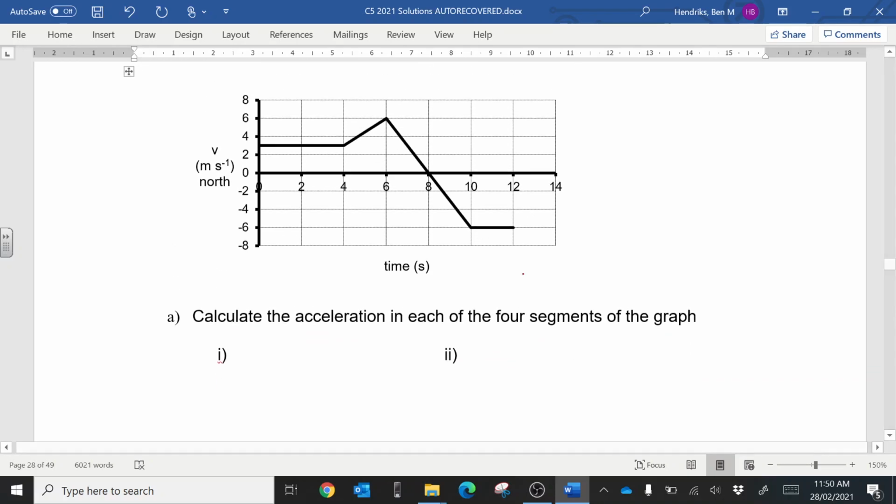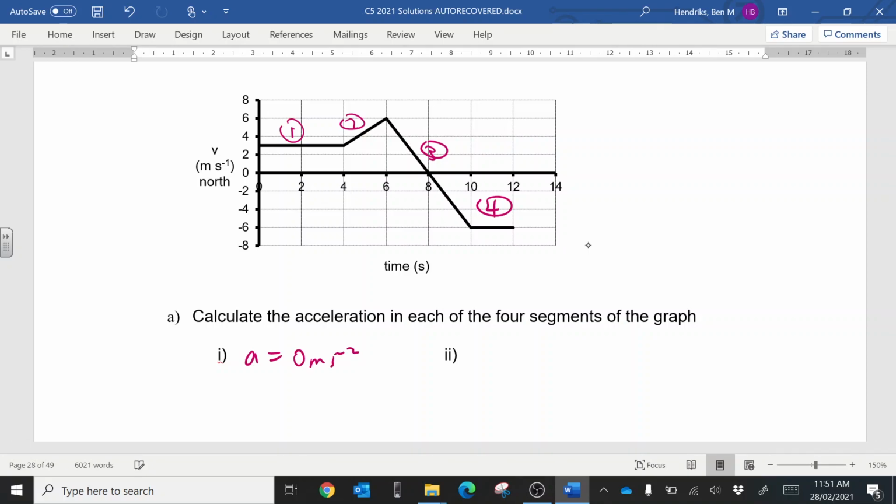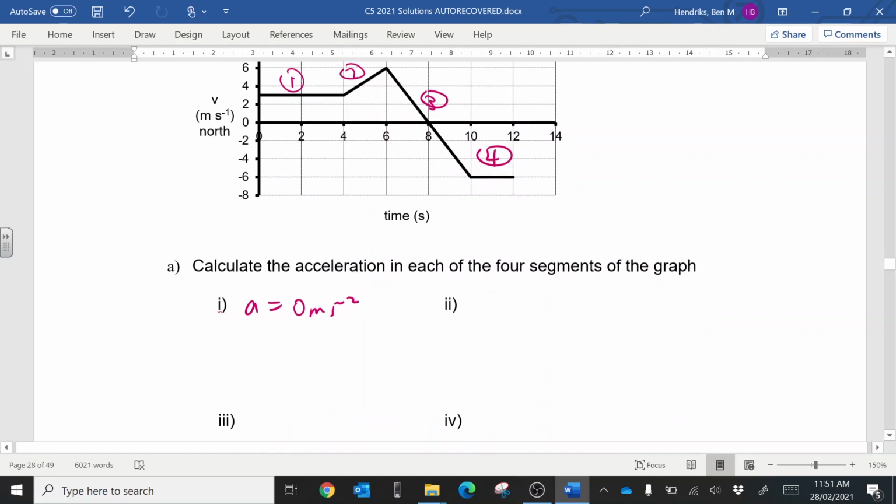So the segments they're talking about: 1, 2, 3, and 4. Okay. So just the different straight lines. One, acceleration, there's no change, there's no rise, so it's equal to 0 meters per second squared. So when it's just a flat line, this is none. So just need to start recognizing that.